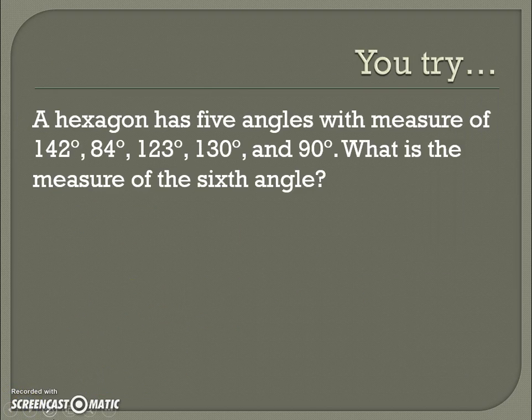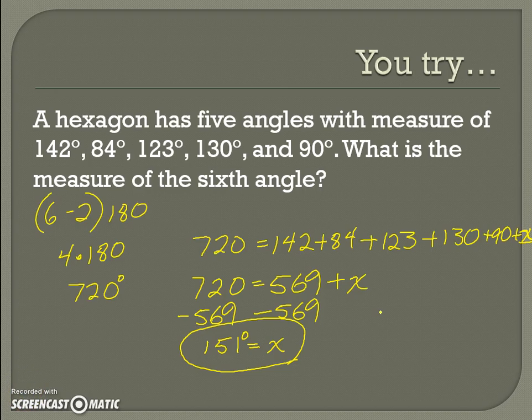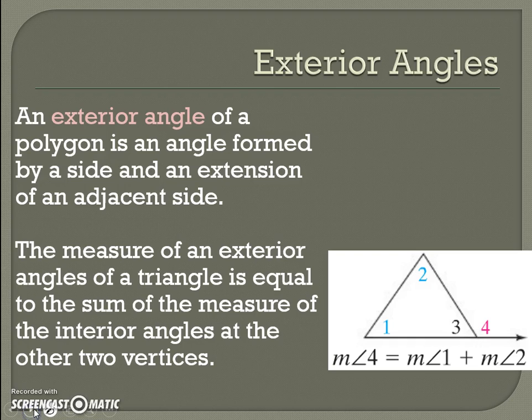Here's one for you to try. The answer will be up in 3, 2, 1. All right, so here's what I got, 151 degrees. Here's where I found the sum of angles, and then used the angles I had to find the missing one. So if you did not get that, check your work. Try to find your mistake. Let's keep moving.